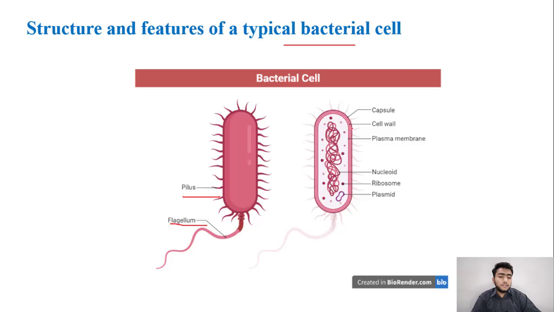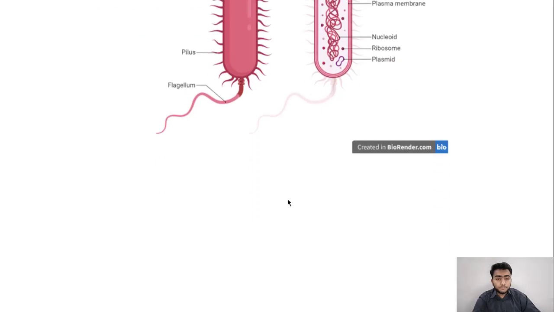This is a diagram that is more relevant to your syllabus, and it shows that the outermost boundary is covered with a capsule. Then it also has a cell wall and a plasma membrane like a plant cell, and then there is the nucleoid, ribosomes for protein synthesis, and plasmids, which are quite new for you, and we'll be looking at the function of these important organelles as well.